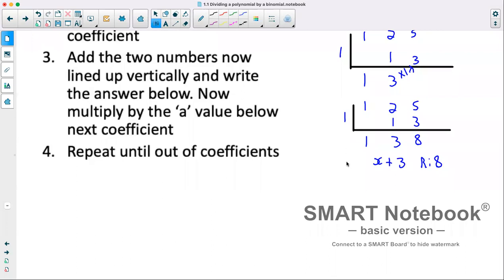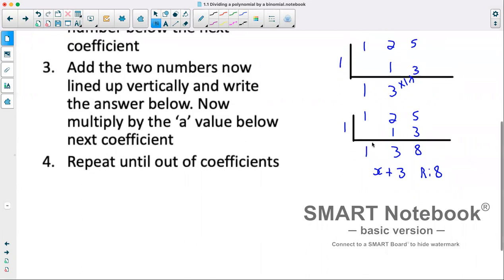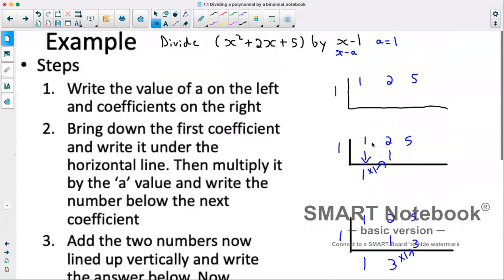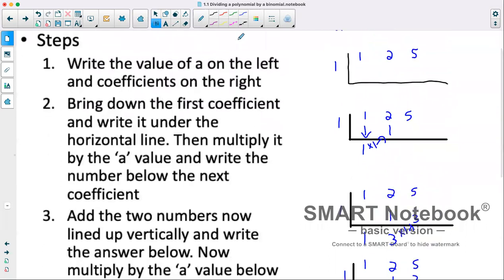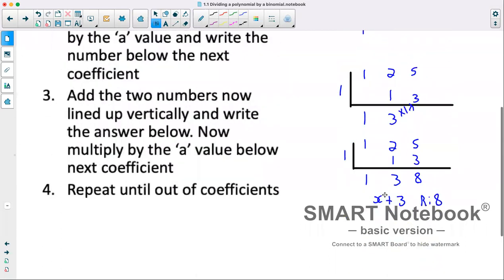The other way is we can work from left to right. We know that this first term is always going to be 1 degree less than what we started with. So because we start with a degree 2, we know this first term is going to be a degree 1.